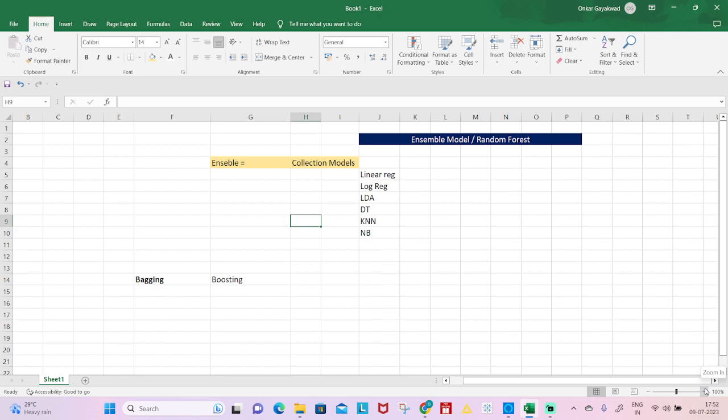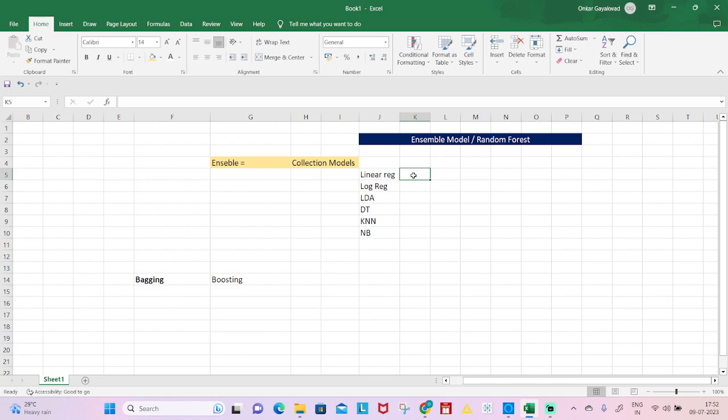So ensemble in simple language is a collection of models, right? So far we have looked at different models. We have looked at linear regression. We must have looked at logistic regression. We have looked at LDA. We have looked at decision trees. We have looked at KNN. We have looked at naive Bayes. Each of these models we have discussed previously works individually, right?